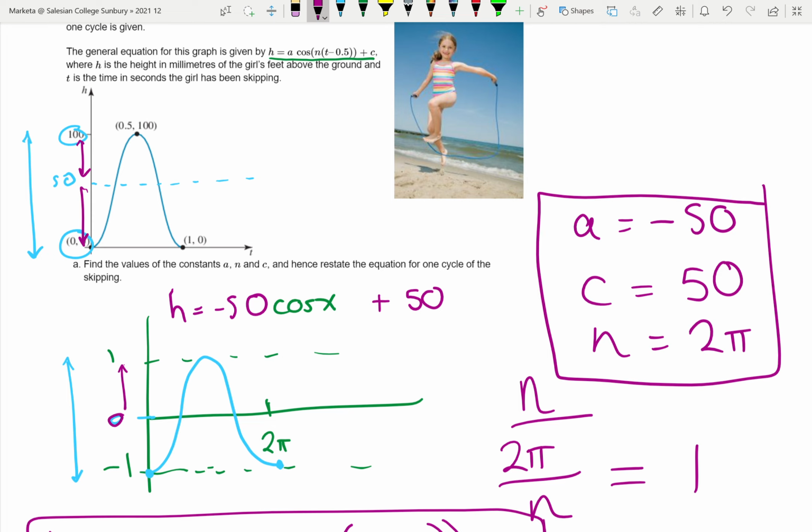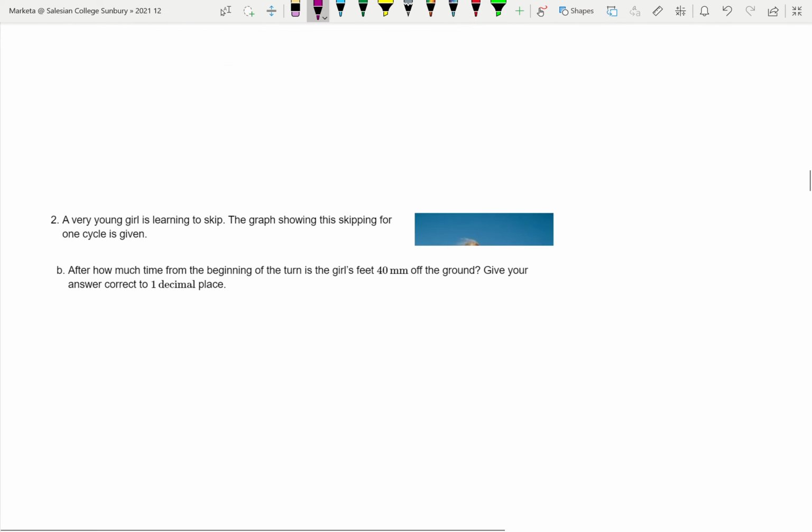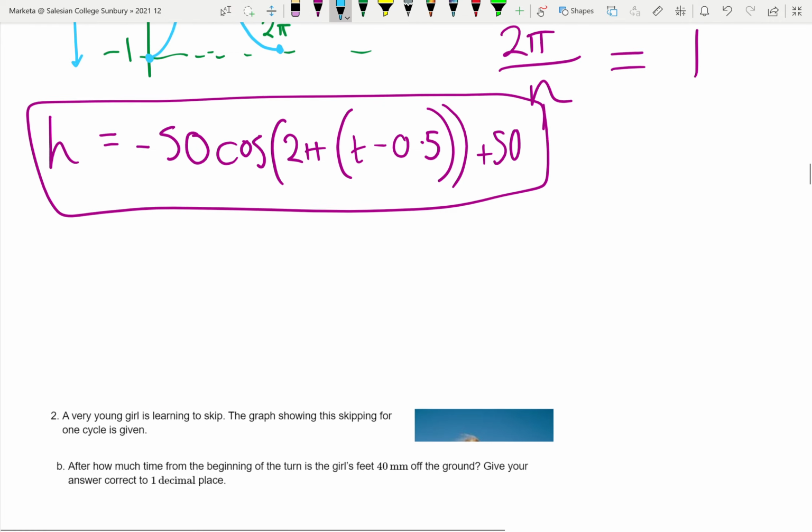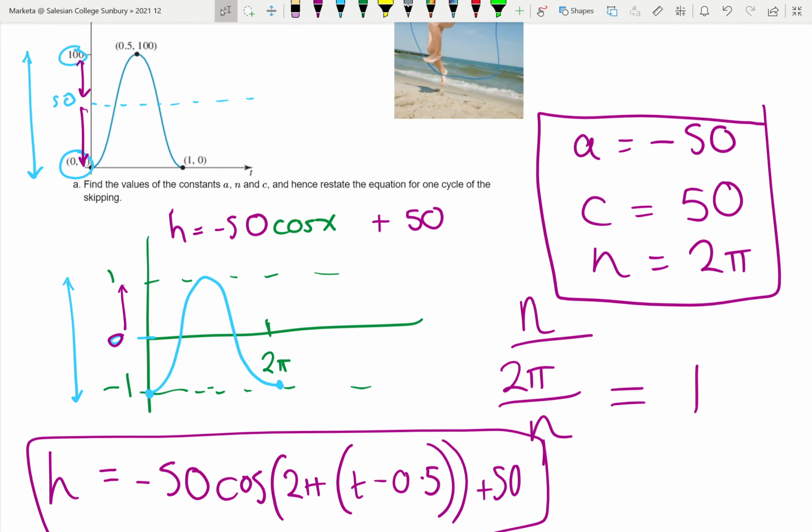All right, so now that we've found the equation, we can answer any questions about it. So let's see what they want us to do. After how much time from the beginning of the turn is the girl's feet 40 millimeters off the ground? Give your answer correct to one decimal place. So on that graph, we're looking at where we first reach 40. So 40 must be somewhere here. And they're asking us how long to one decimal place. So in other words, this is y equals 40.